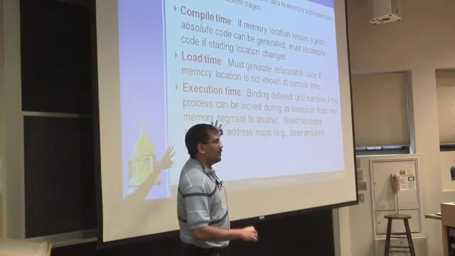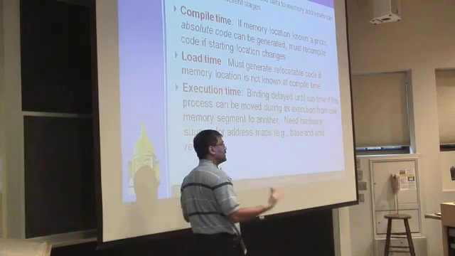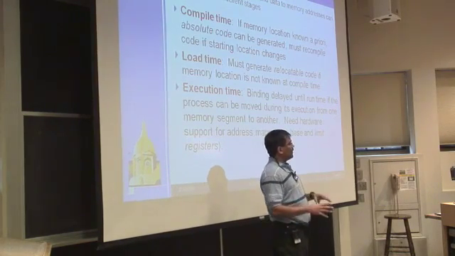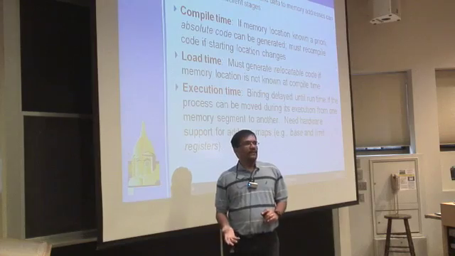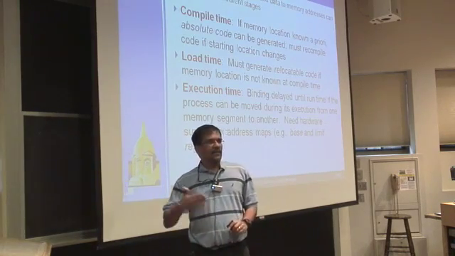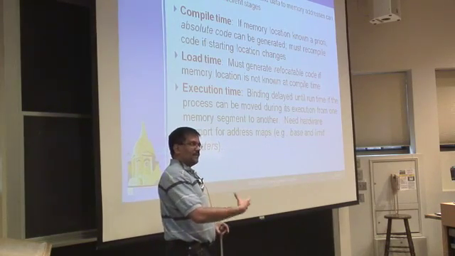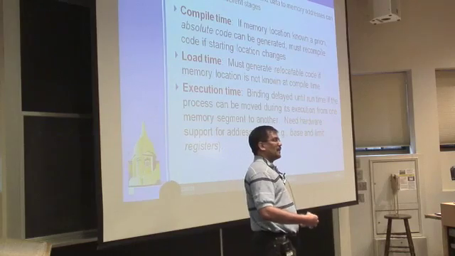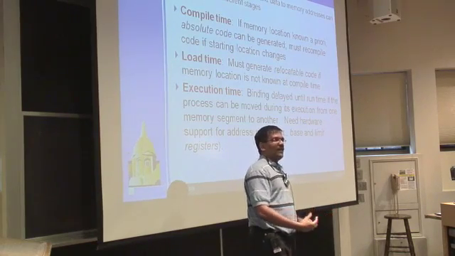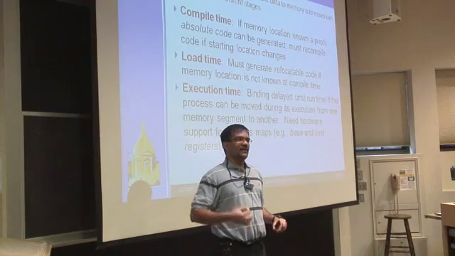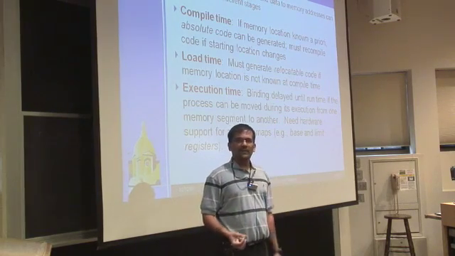So those are the two ways you do that: one is during loading and one is during execution time. Each of them has its benefits and its problems, and it'll become clearer as we move along what those are. In general, the more flexible things are, the more complex things get, the more things slow down, and the more hardware support you need. If you get more hardware support, you can do certain things.